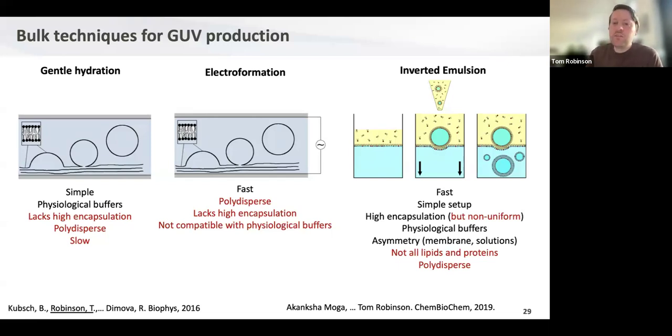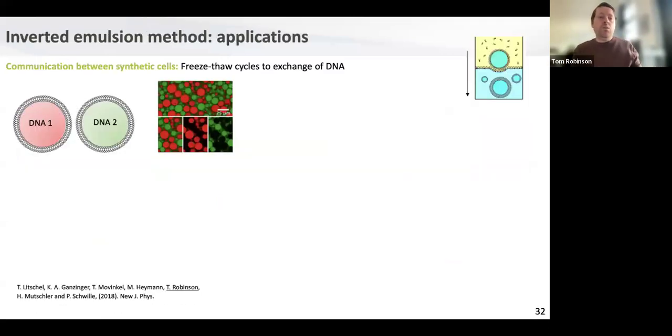You can use salt buffers, and one of the big advantages here is that you can have asymmetry, both in the membranes and also the solutions. But the disadvantages are it's not always compatible with all lipids and proteins, and the sizes are still polydisperse. But having said that, we can still do lots of things with it.